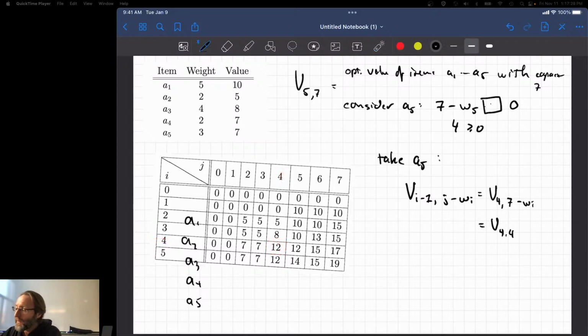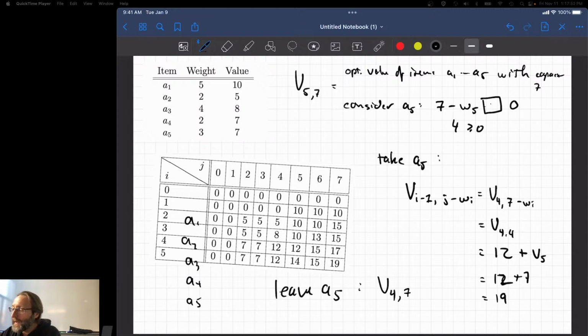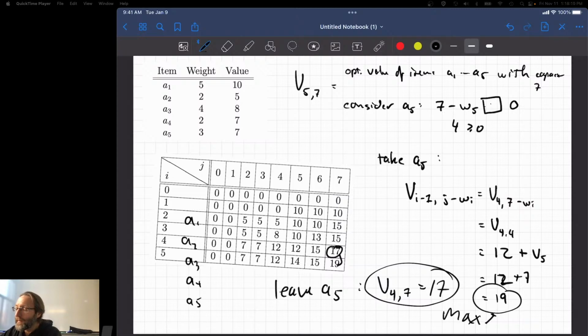All right? So this value is 12 plus the value of the item that I'm taking, which is 12 plus 7. That gives me 19. Right? Now, I still have to consider leave A sub 5. In which case, I've got V sub 4 and the same capacity here, which is equal to 4, 7. That's the one right above it, 17. Right? Now what you do is you compare this one, and then you take the max. Which one is it? It's this one. That's why it changes.